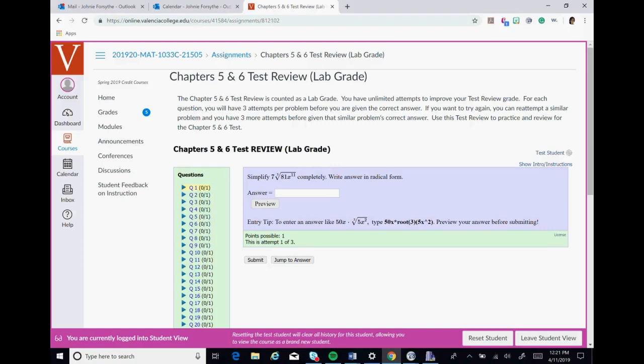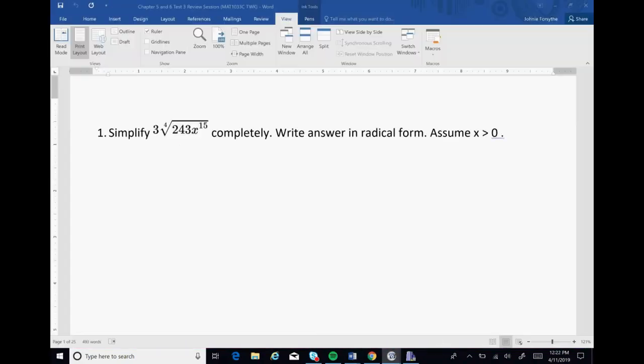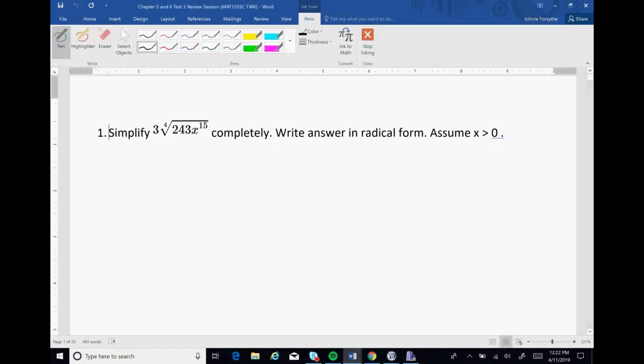That's pretty much it. So let's get started. I'm going to leave from this screen and open up the review. So these problems are also going to be typed out like you would see them on the actual test. I can talk about how you get your answer and things like that.